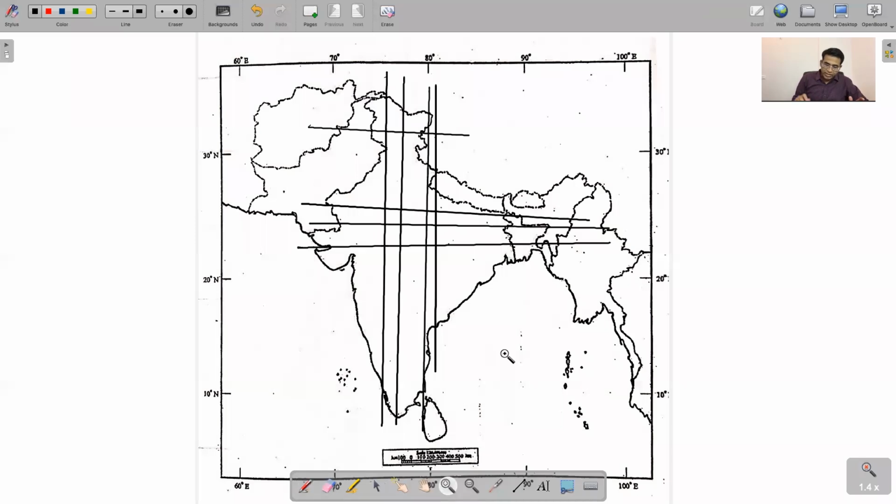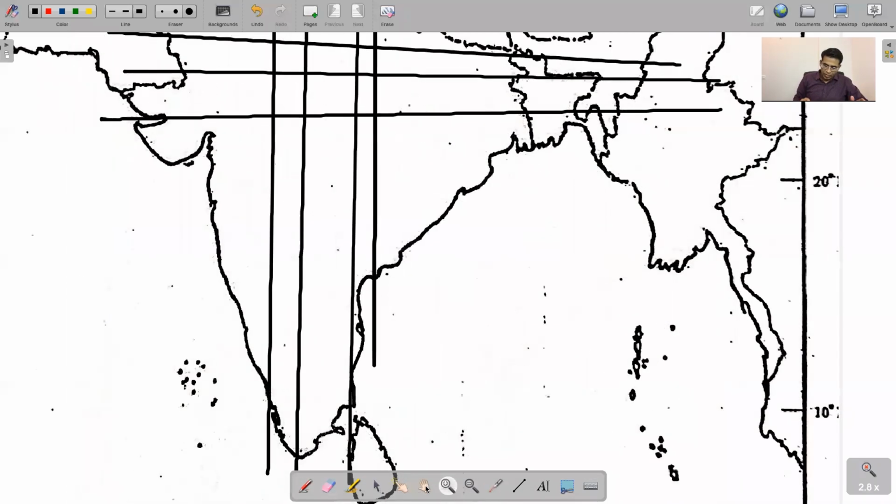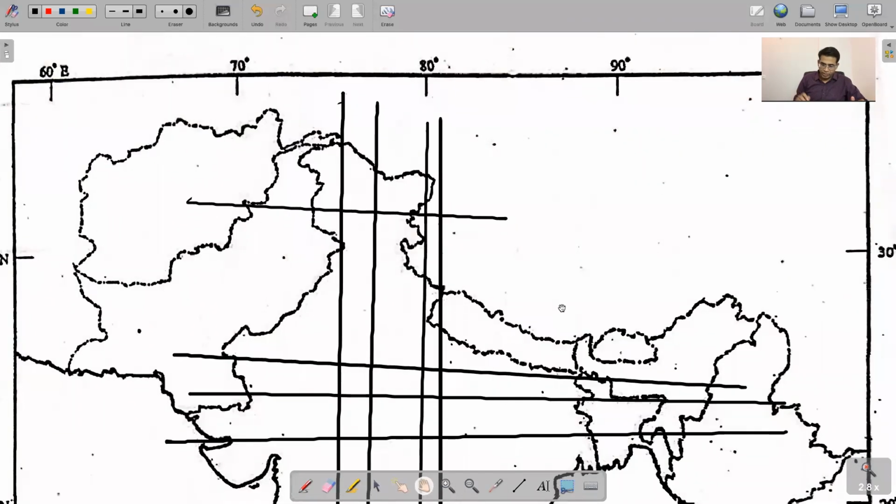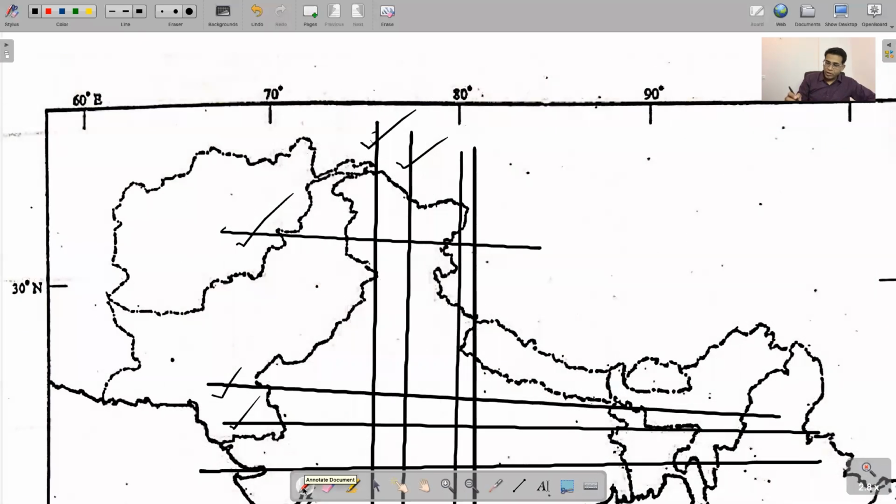So what I have done is I have taken care of the entries of Jammu Kashmir and Himachal Pradesh. So we are doing Punjab first. So I'm starting with Punjab. And while doing Punjab, I'll tell you a bit of Himachal Pradesh again.